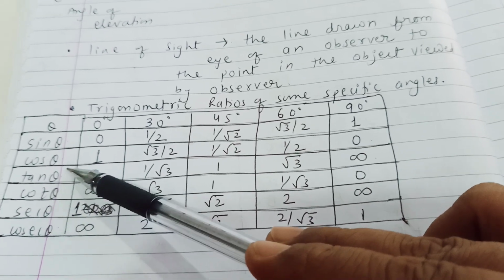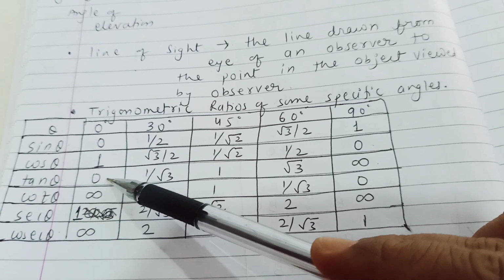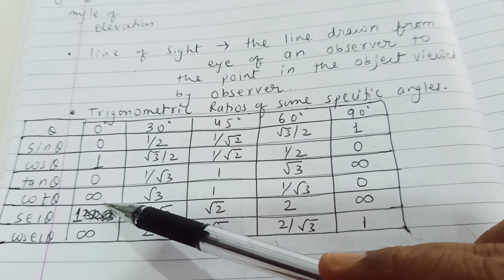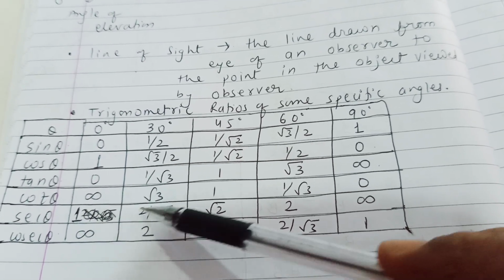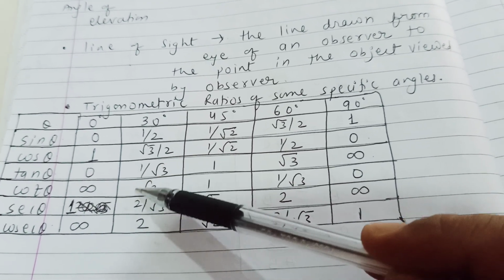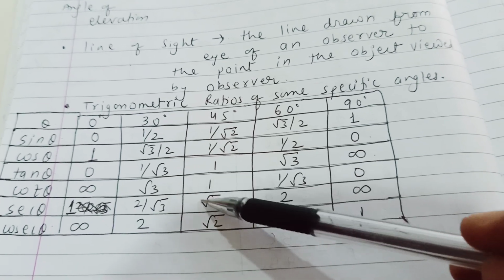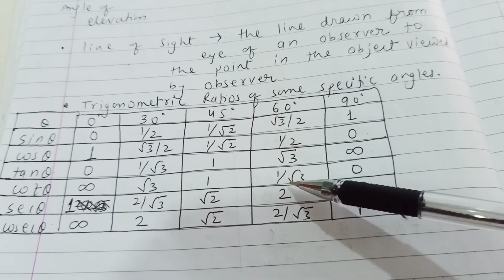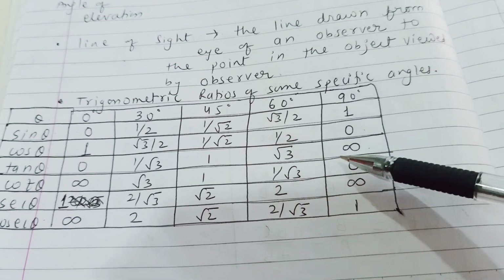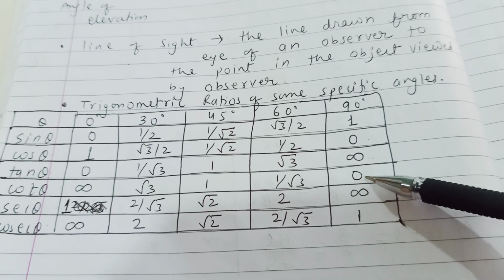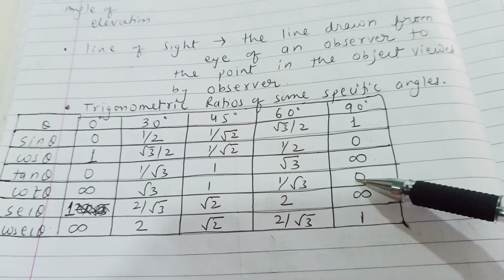Cot theta is the same, just the reciprocal of tan theta, so that is 1 upon 0, which does not exist. Then 1 by root 3 becomes root 3. 1 upon 1 is simple, that is 1. Root 3 becomes 1 by root 3, and for infinite, there will be 0. That is all the cot theta values.